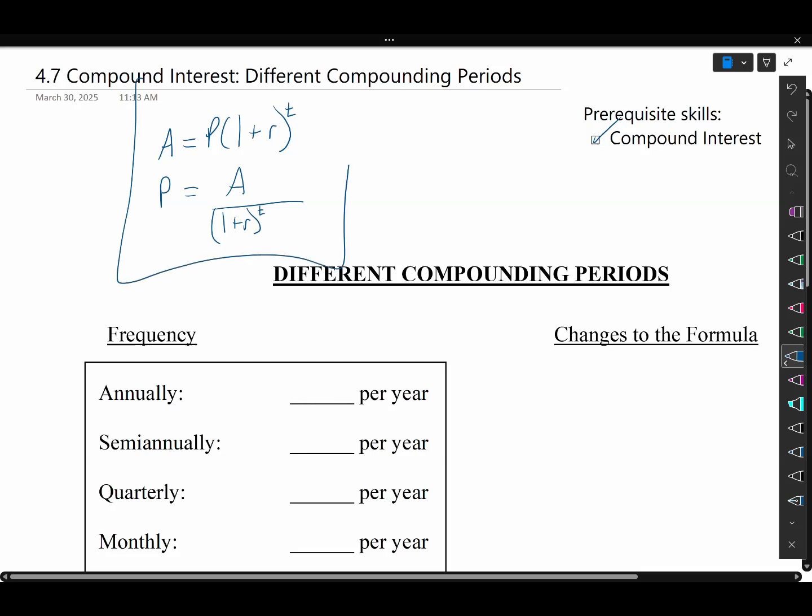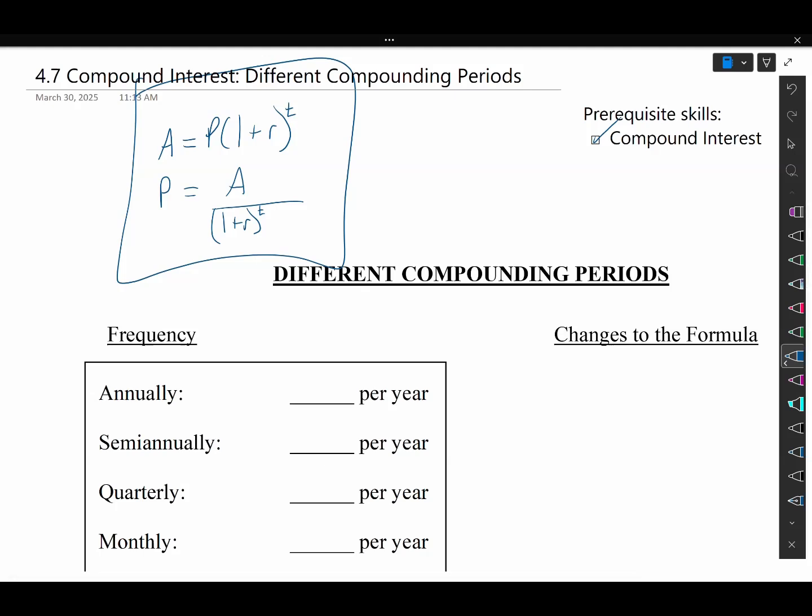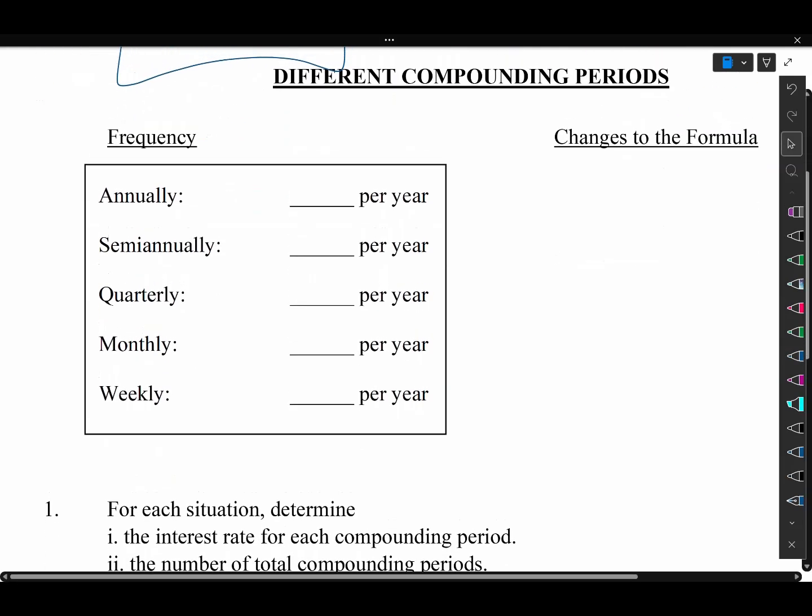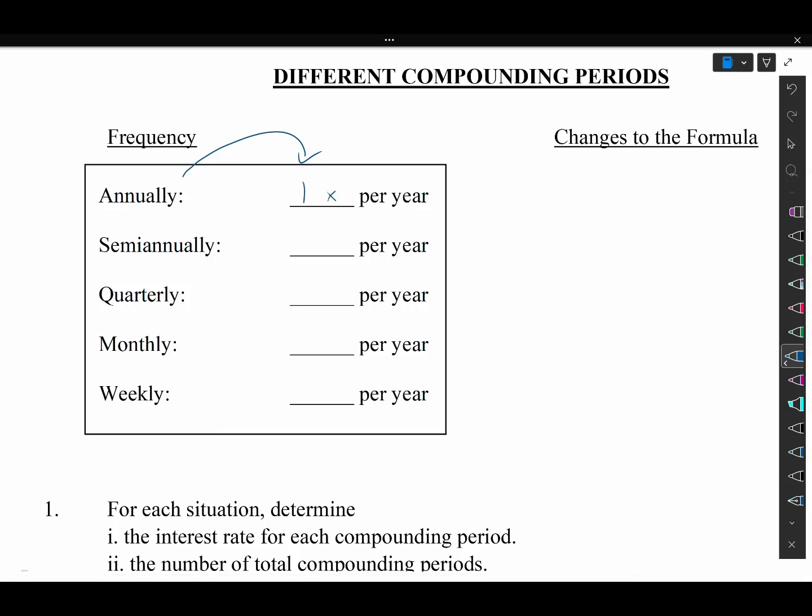Now, it's our goal here to take these two equations, which already have a fair bit of complexity to them, and make them a little bit more complicated. First, we need to go over some new words. Annually, if something happens annually, it happens one time per year. All right, if something happens semi-annually, semi meaning half, then it happens every half year.